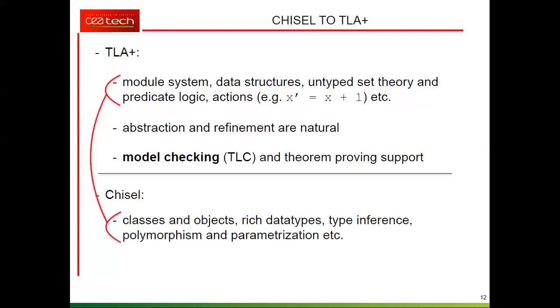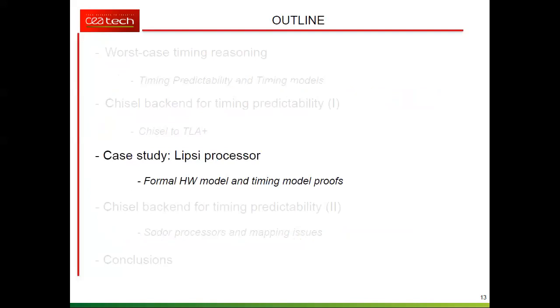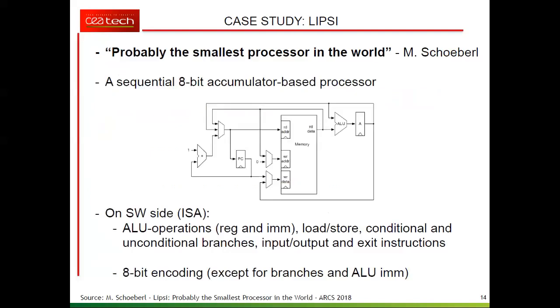Intuitively, we looked at what we have between the two languages. We have modules in TLA plus, and we can map them to classes and objects in Chisel. For data types, we have a big semantic gap. On one hand, TLA plus is untyped. On the other hand, Chisel is very rich in typing information. So there are certain things that we can do more easily than others, and certain things which are quite complicated. So we look at an example.